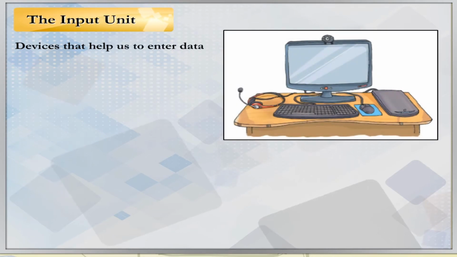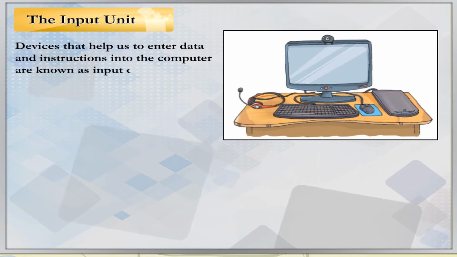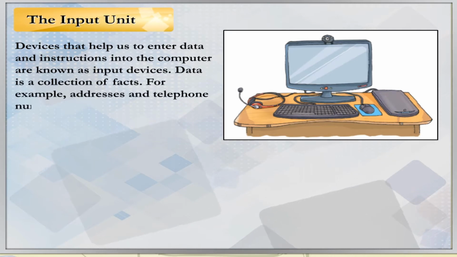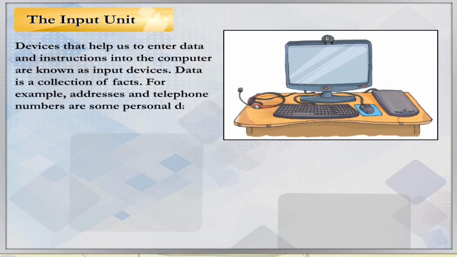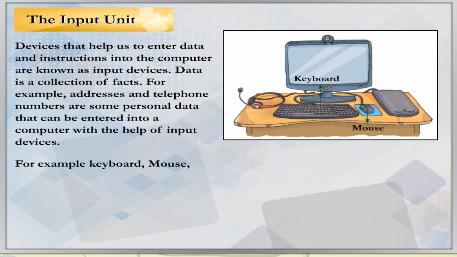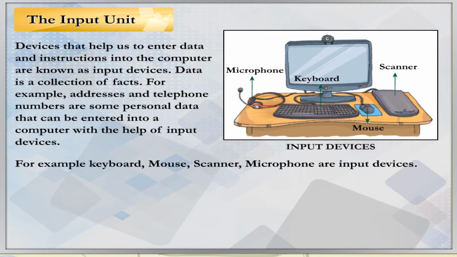The input unit. Devices that help us to enter data and instructions into the computer are known as input devices. Data is a collection of facts. For example, addresses and telephone numbers are some personal data that can be entered into a computer with the help of input devices. For example, keyboard, mouse, scanner, microphone are input devices.